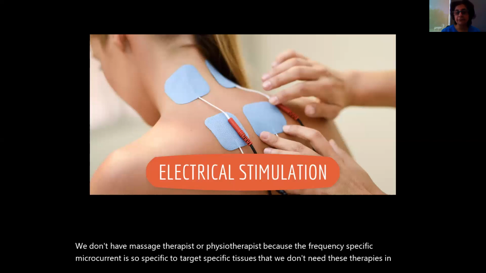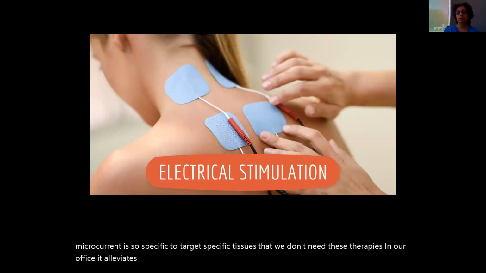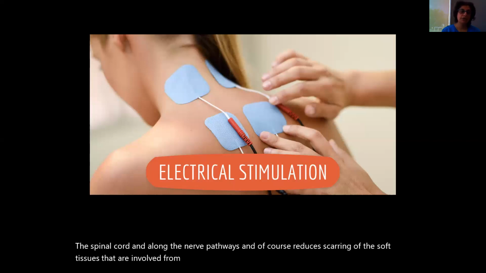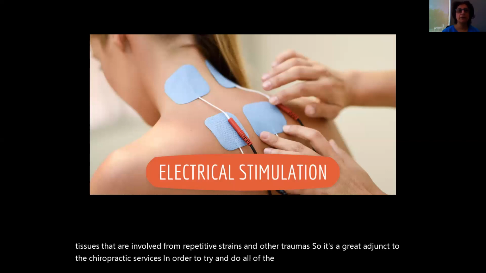It alleviates the inflammation from the spinal cord and along the nerve pathways, and of course reduces the scarring of the soft tissues that are involved from repetitive strains and other traumas. So it's a great adjunct to the chiropractic services in order to try and do all of the anti-inflammatory type therapies out there.